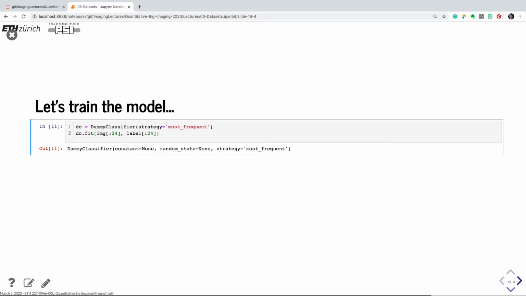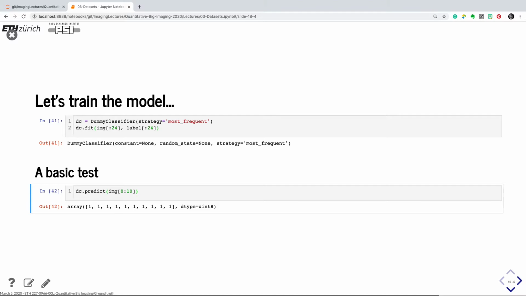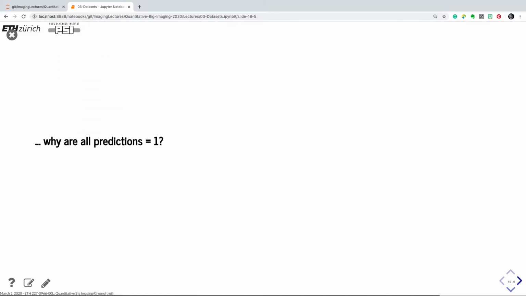And let's train it, again using most frequent. We use 24 images and the corresponding 24 labels, and that went well. Then we try doing a prediction based on the first 10 images. And it says, well, the images are all 1. But if we go back, let's see, no, wait.